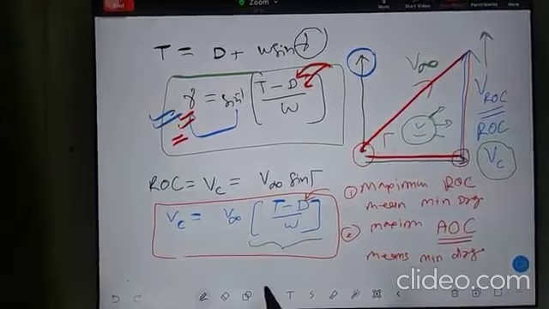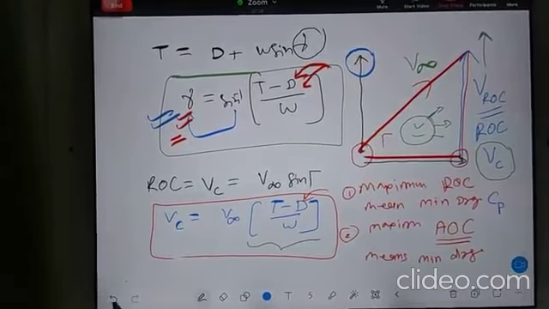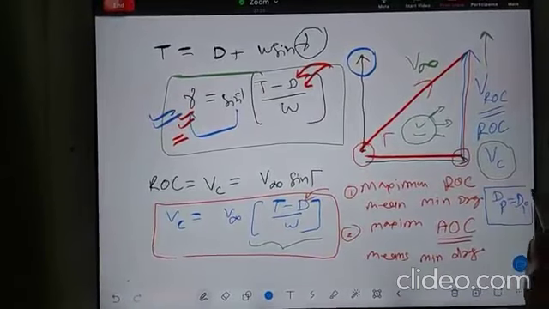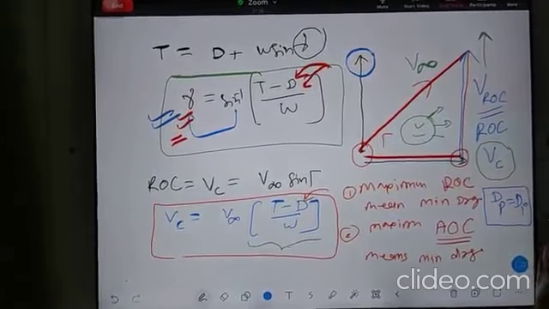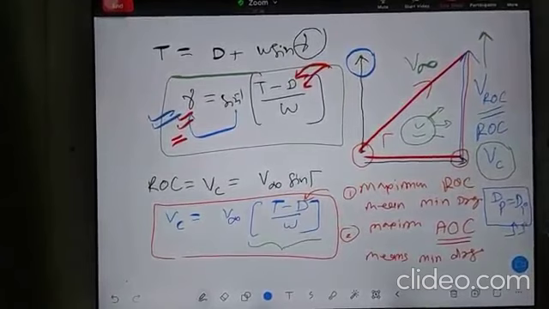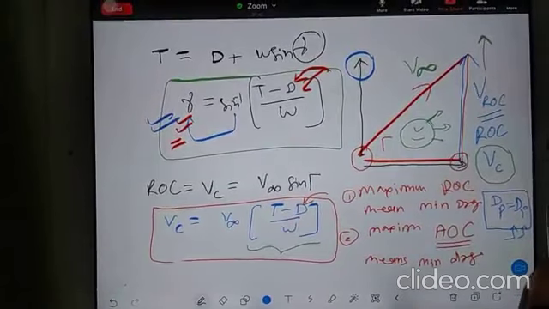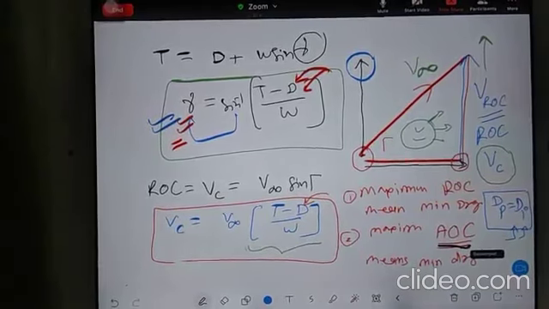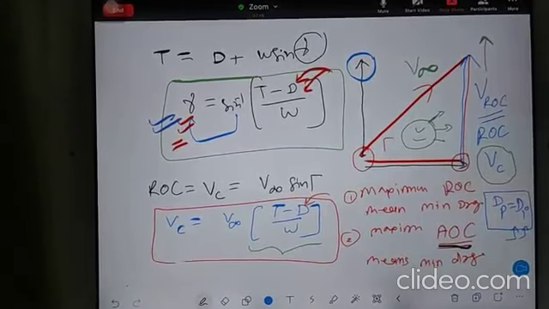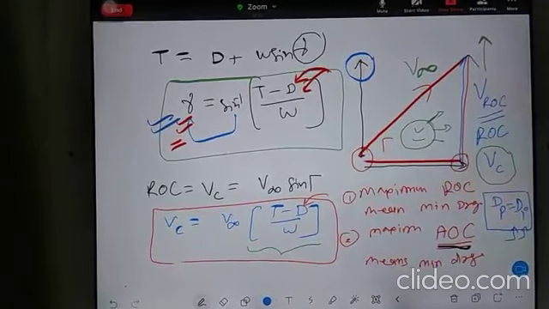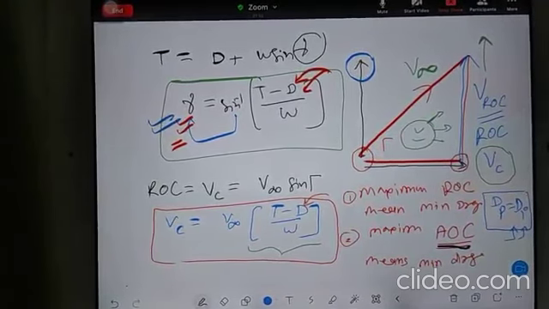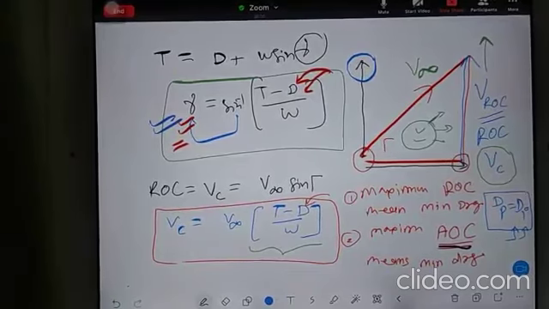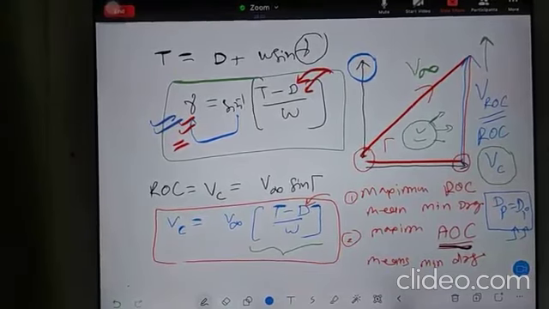Whenever you have minimum drag condition, you should know that your parasite drag will be equal to your induced drag. Keep in mind. And if possible, these small pieces of information, while revising, you should write everywhere. Now see, angle of climb, AOC means angle of climb.